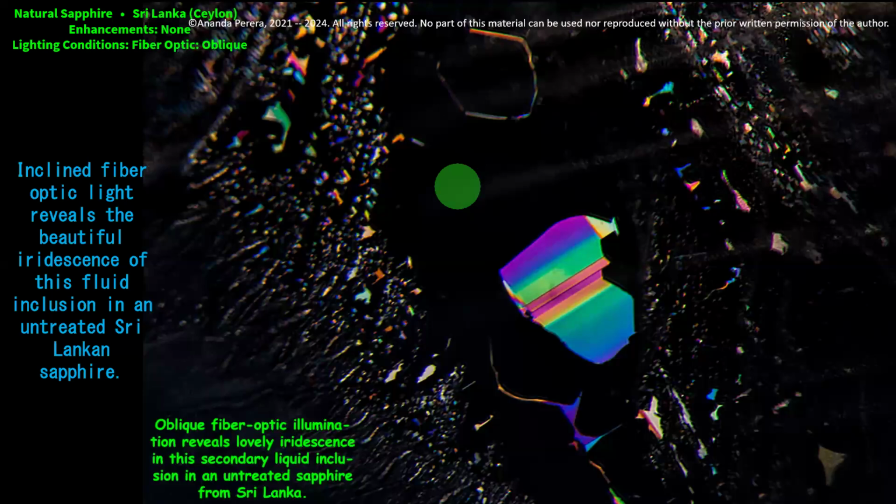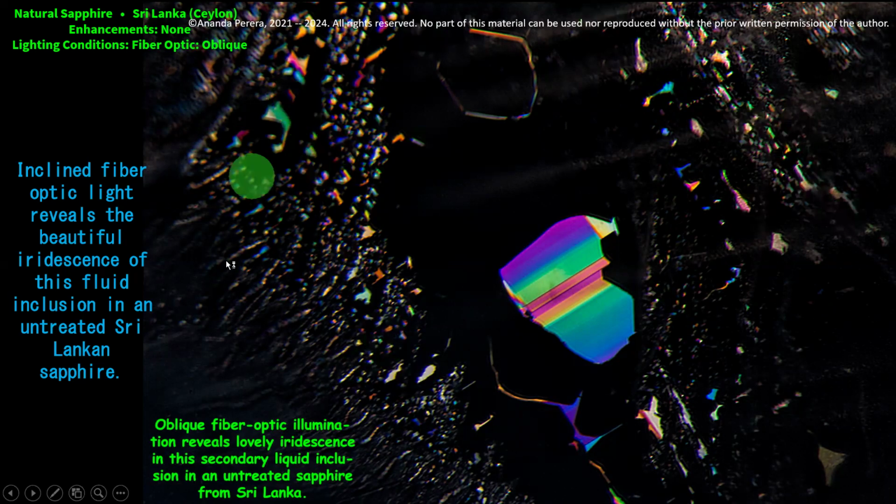What is this? Under the fiber optic oblique lighting condition, look at the fingerprint here. This is the fingerprint. Nothing happened to these fingerprints by heat. Inclined fiber optic light reveals the beautiful iridescence. All are the iridescence. DR, double refractive iridescence of these fluid inclusions. All are the fluid inclusions.